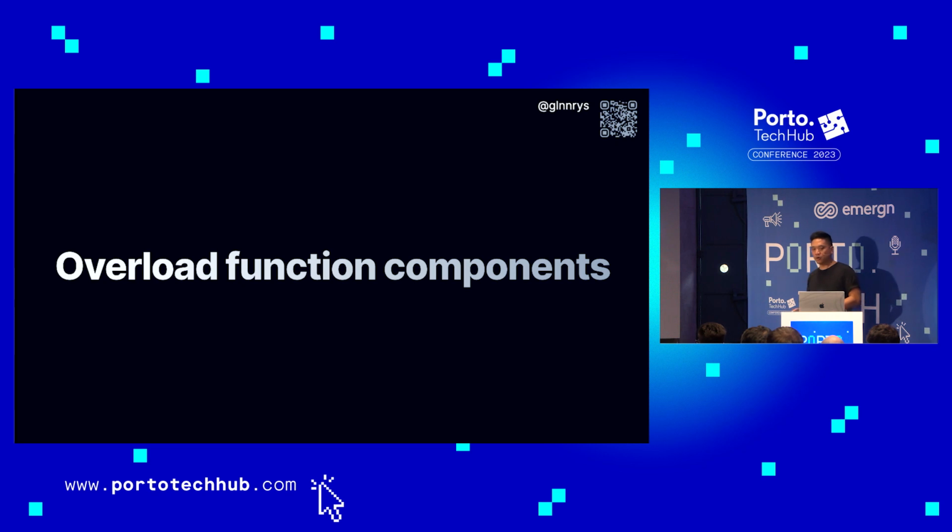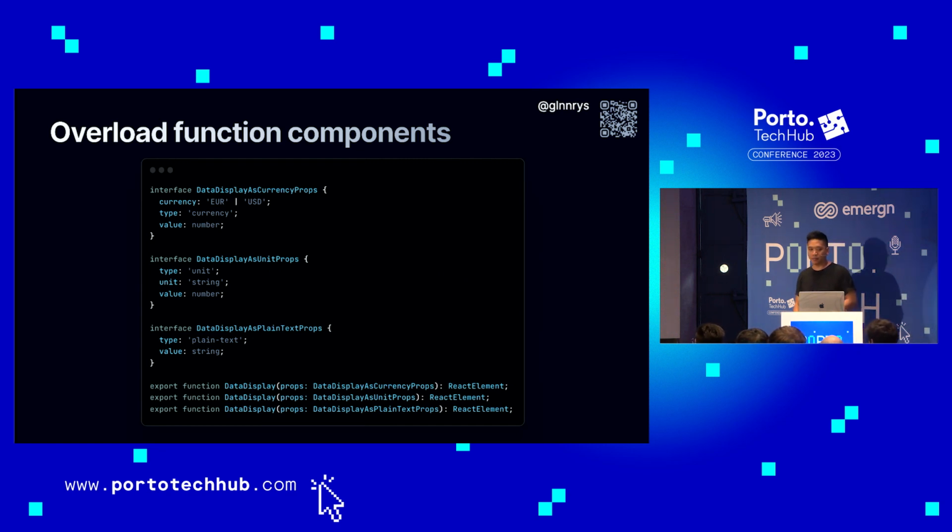Now let's talk about overloaded function components. I'm pretty sure it's very rare to do something like that, but essentially it's similar to discriminated unions. I think it's great for props that are used in conjunction with some other props. For example, we have a data display component that displays either currency, or a unit, or plain text. For currency, if you use type currency, then it enables you the currency prop. Same thing with unit: if you use unit, then it enables the unit prop. And if you use plain text, then you just have a string value.